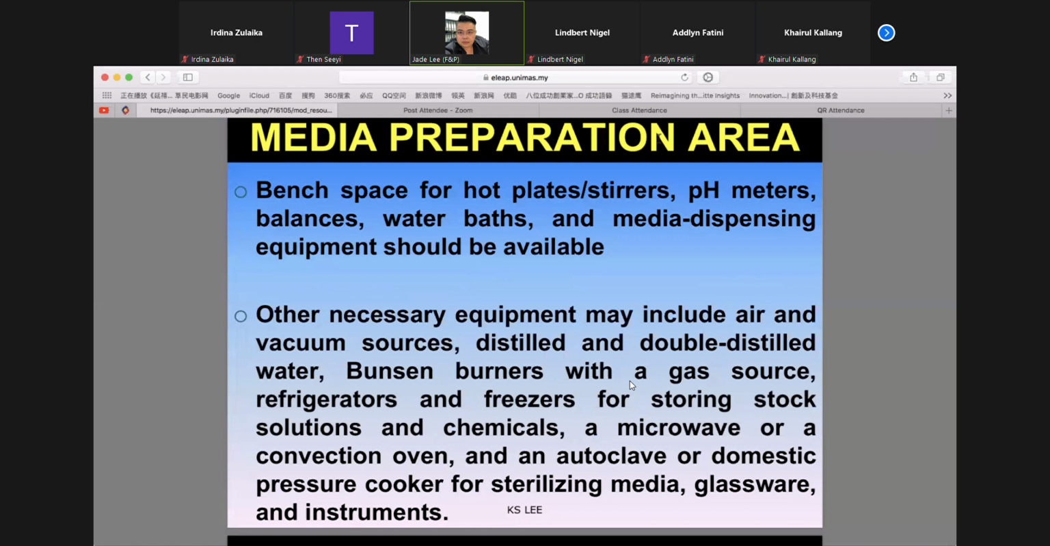Okay. Other necessary equipment may include air and vacuum sources, distilled and double distilled water, the Bunsen burner with a gas source, and also the refrigerator and freezer for storing stocks of solutions and chemicals. And also you should have a microwave or convection oven and an autoclave or domestic pressure cooker for sterilizing the media, the glassware, and also the instruments, right?